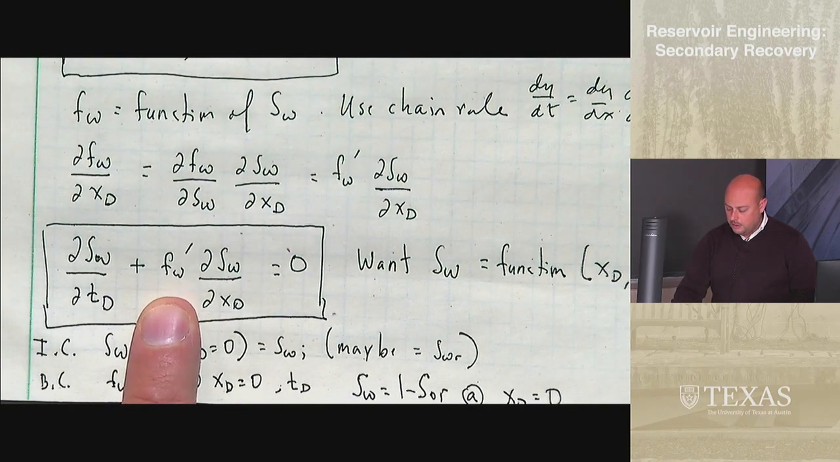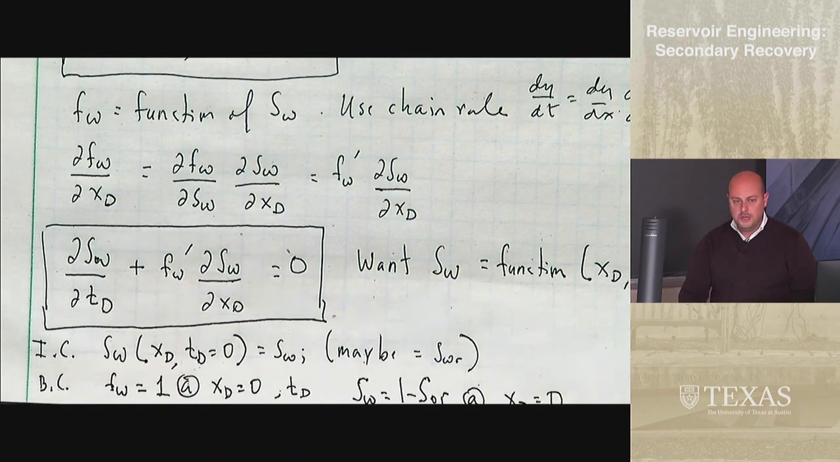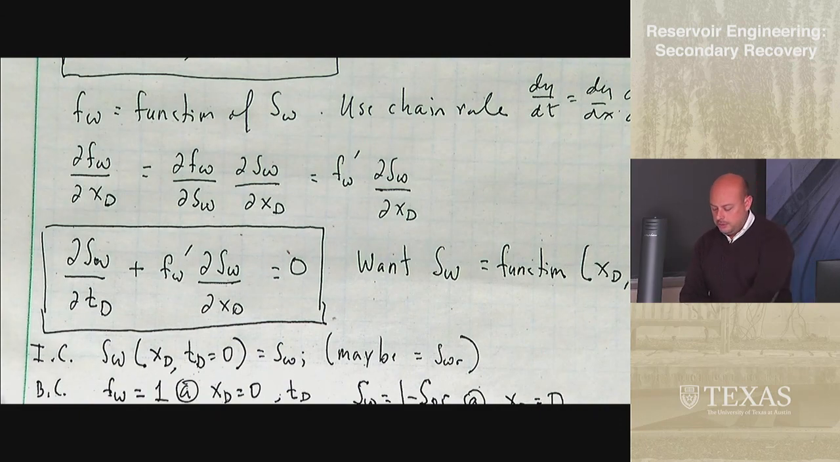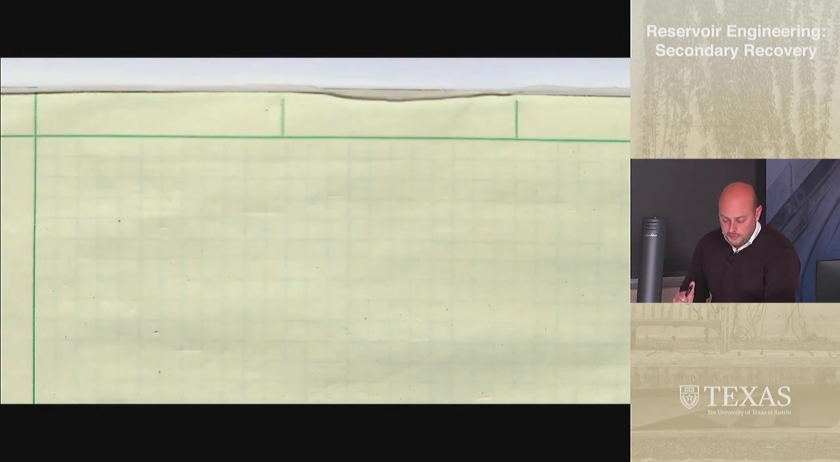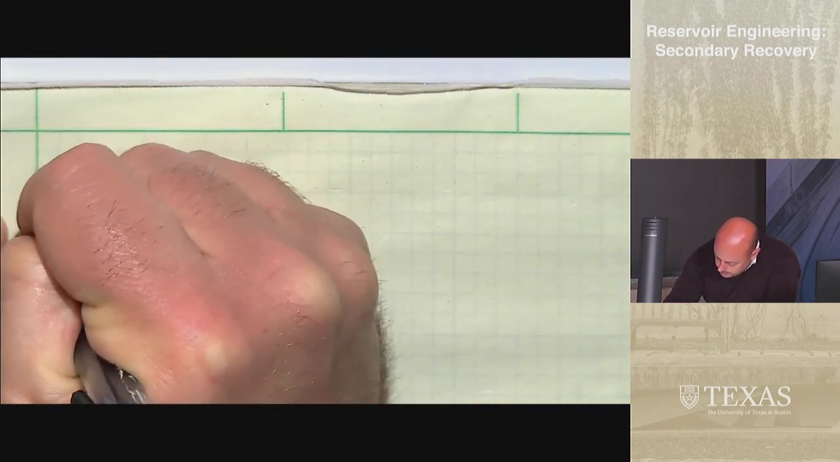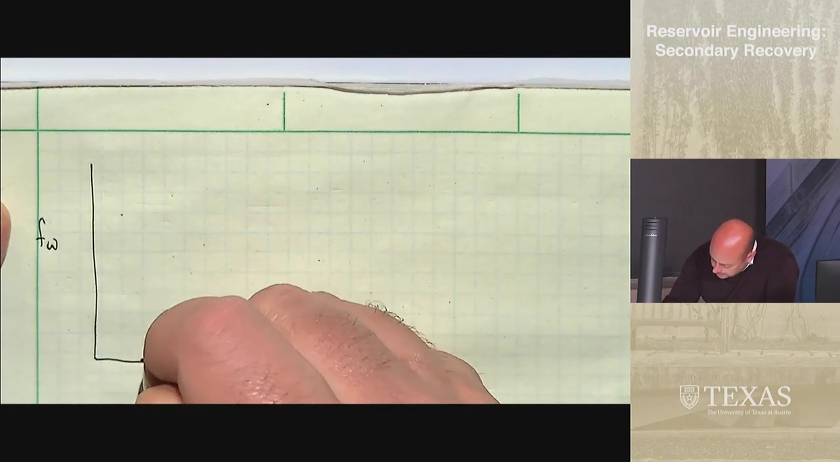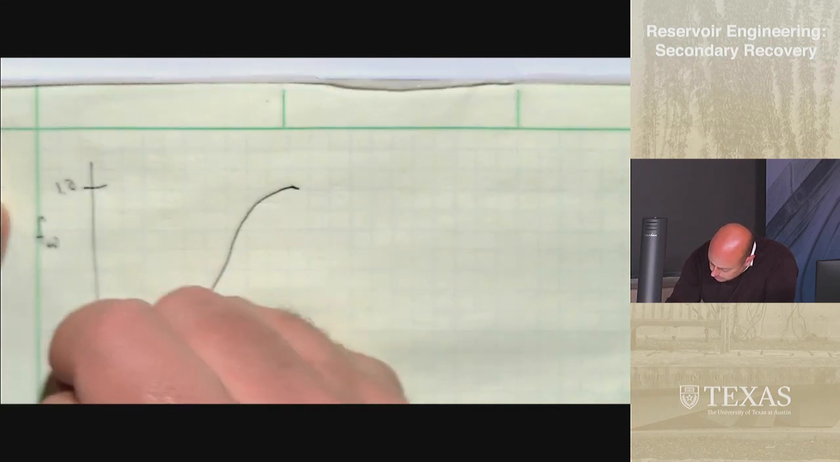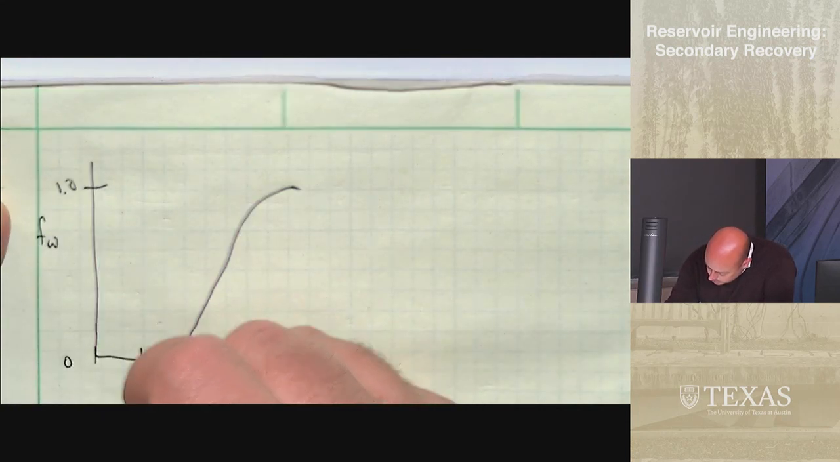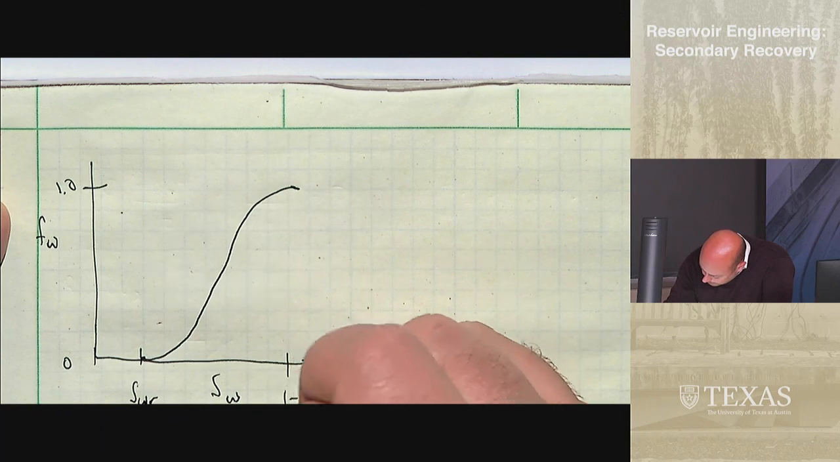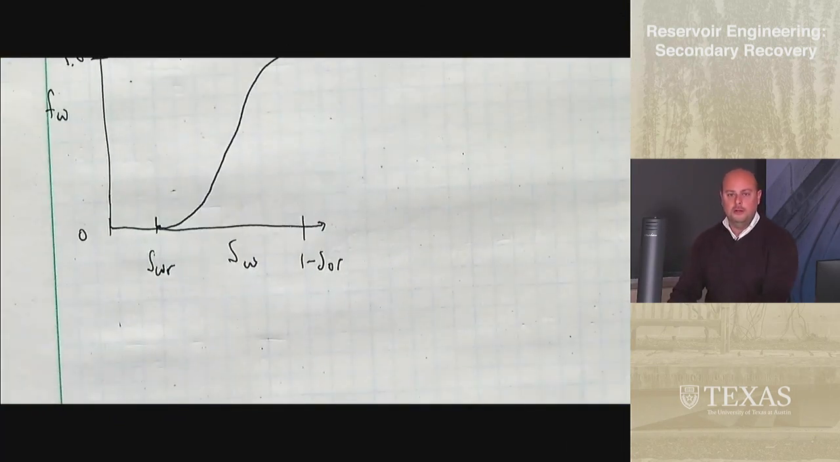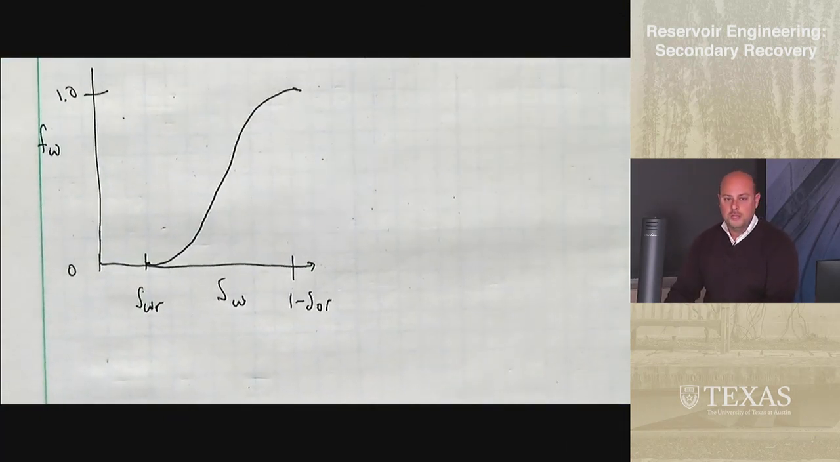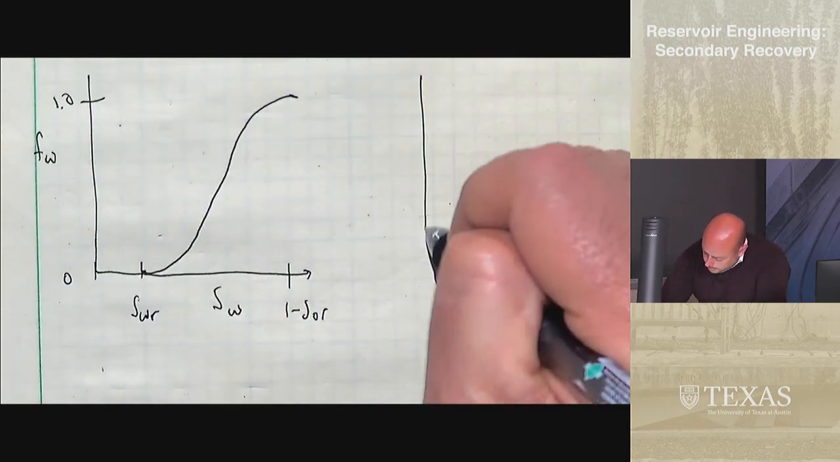We have this, I'll call it a coefficient, but it's fw prime, which is a function of water saturation. And as a reminder, this was on your exam, and it's going to be on your homework, but fw versus Sw looks something like this. This is 1, that's 0. This is Swr. This is 1 minus Sor. Most of you did quite well on that on the exam.